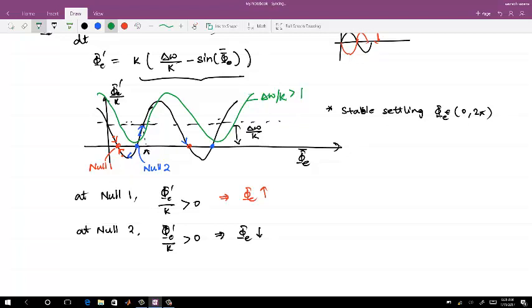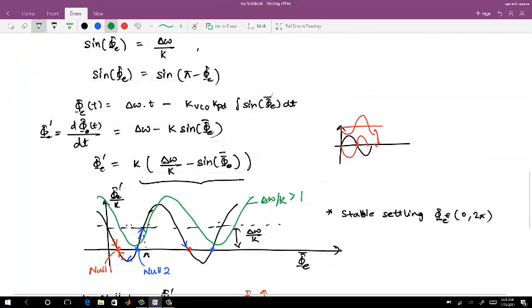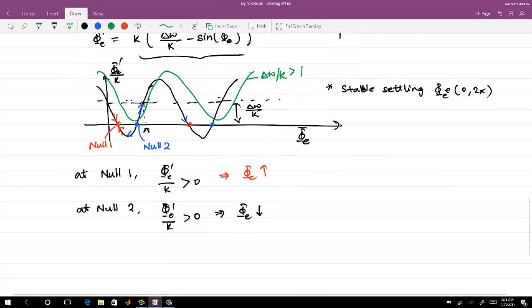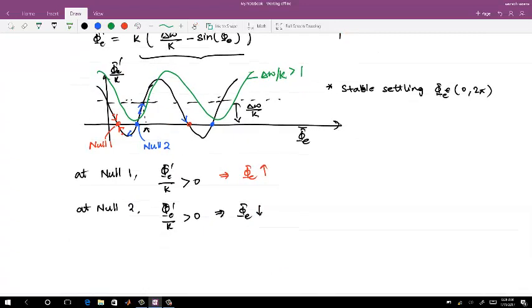So the red one is a stable point. What we have seen before is that I can have the same sine phi e and sine pi minus phi. That's just the equation, right? Now, where does it settle to? Within 0 to 2 pi, you can have two points where sine phi e gives you delta omega by k. Now, which point is a stable point?